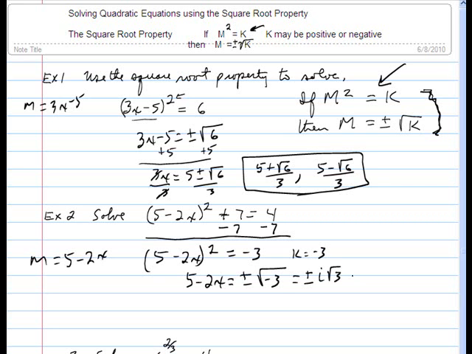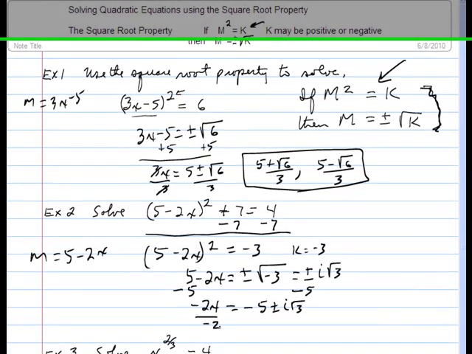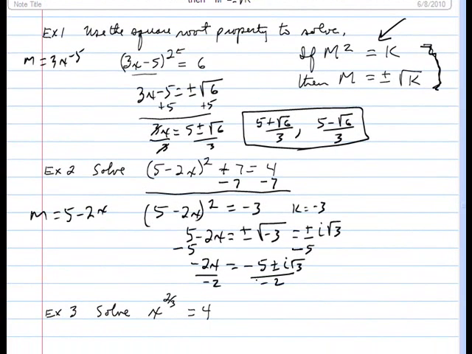Well, I need to keep solving here until I find x. Right now x is not by itself. It's there with the 2 and the 5. The first thing I'm going to do is get rid of that 5. So I subtract that from both sides and I get negative 2x is equal to negative 5 plus or minus i square root of 3. I divide both sides by negative 2. On the left, the negative 2 cancels. I now have x. Again, I can't really simplify the right.